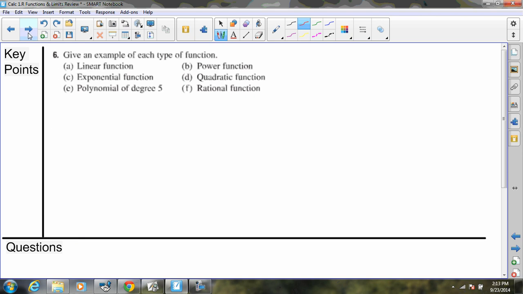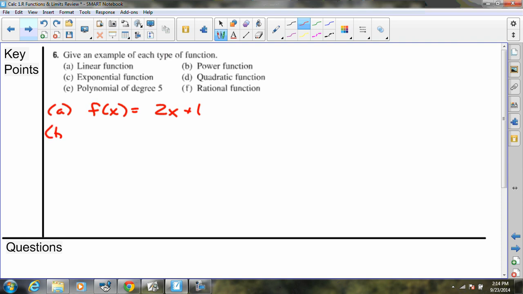Number 6, give an example of a linear function. Well, you could do this with an equation. You could do this with a graph. I'm going to choose to use algebraic. A linear function could be f of x equals 2x plus 1. We just have a line.